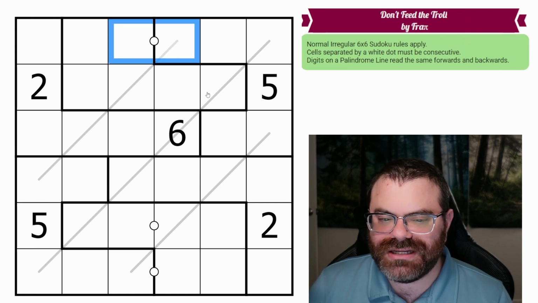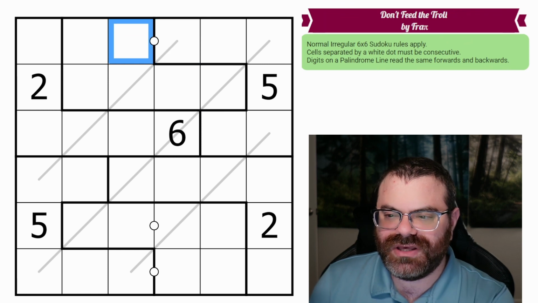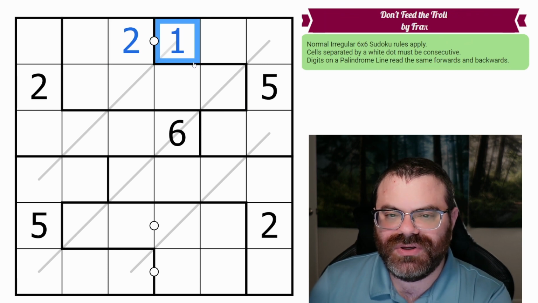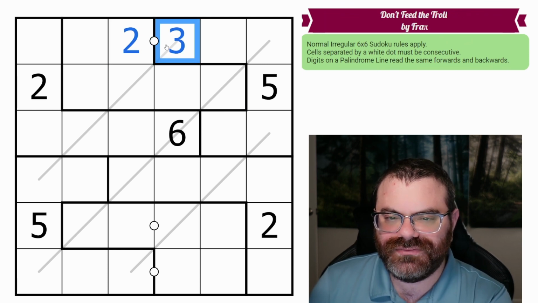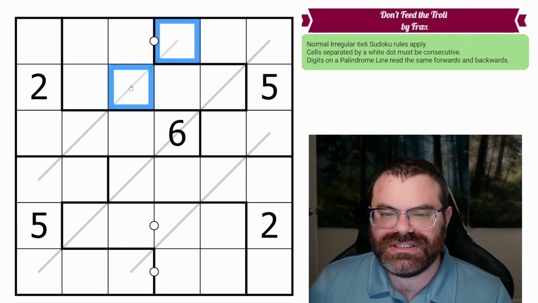We also have these white dots in the grid. Digits separated by a white dot must be consecutive. So if I put, say, a 2 here, this could be 1 or 3, both of which are consecutive with 2. And then we also have these thin lines in the grid.